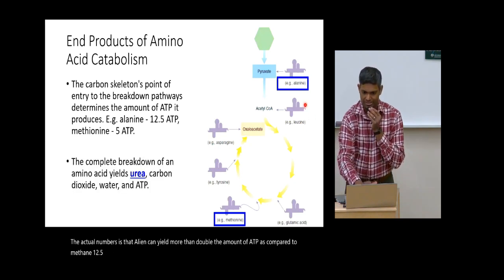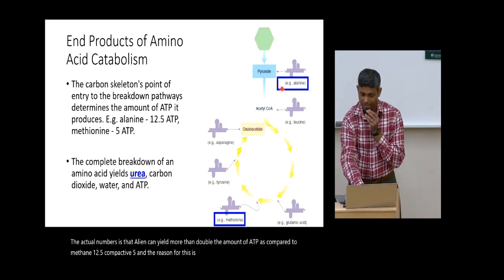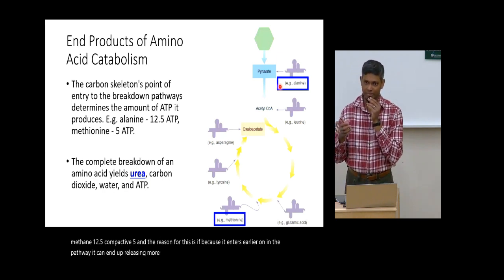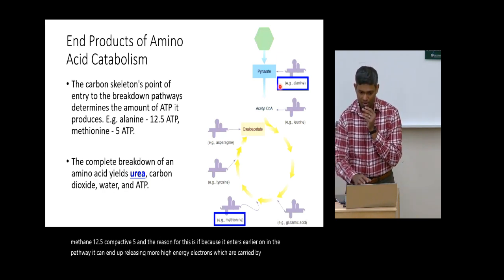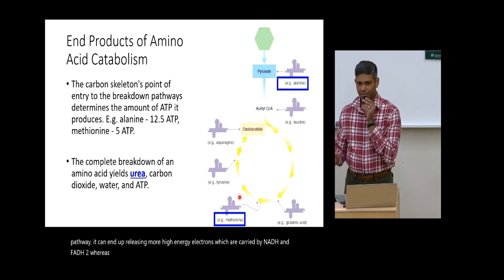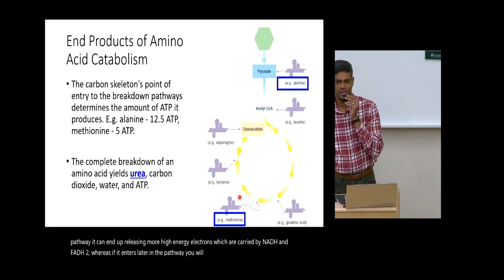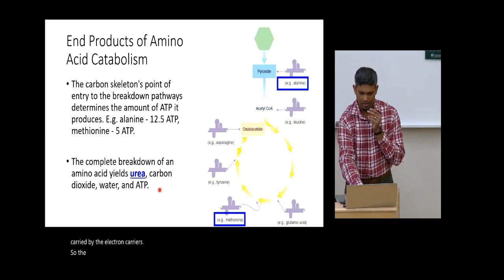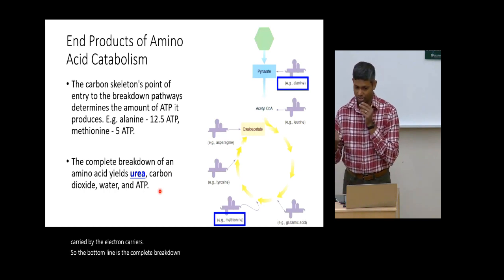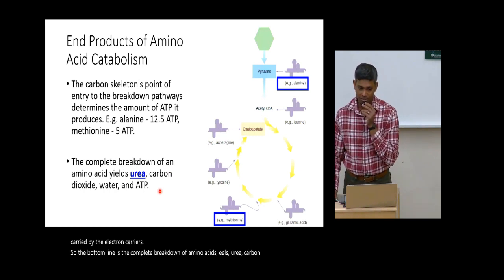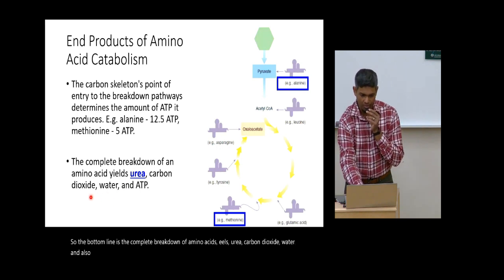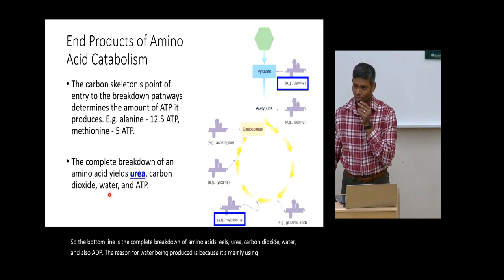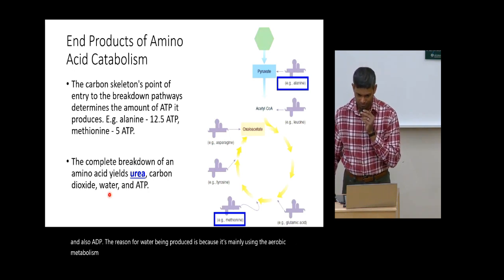The reason for this is that because it enters earlier in the pathway, it can end up releasing more high energy electrons, which are carried by NADH and FADH2, whereas if it enters later in the pathway, you have fewer high energy electrons being carried by the electron carriers. So the bottom line is the complete breakdown of amino acids yields urea, carbon dioxide, water, and also ATP. The reason for water being produced is that it's mainly using aerobic metabolism to break down proteins.